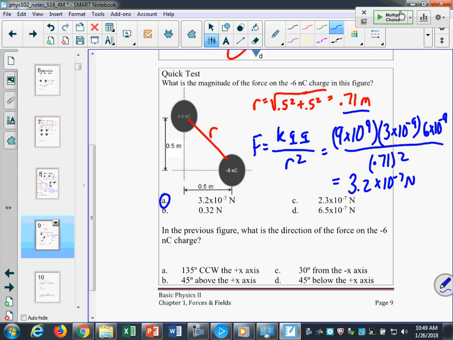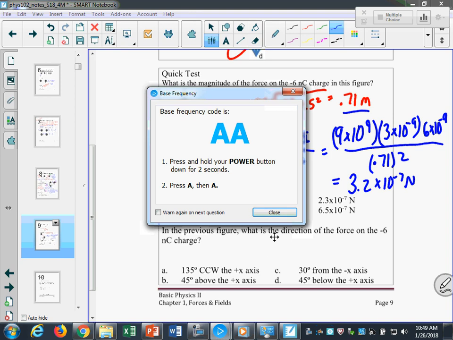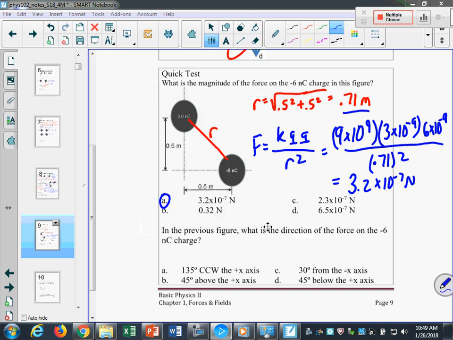Now what about the direction of that force? So what I want you to do now is use your unregistered clickers to select the direction of the force. But you don't need a calculator, just think about it. Look at the triangle that we're dealing with, and then think about what is the direction. Be careful, though, how you measure that angle.